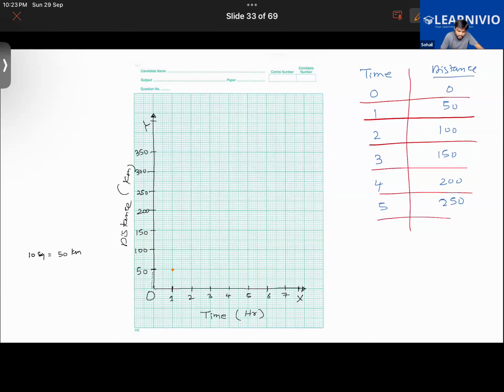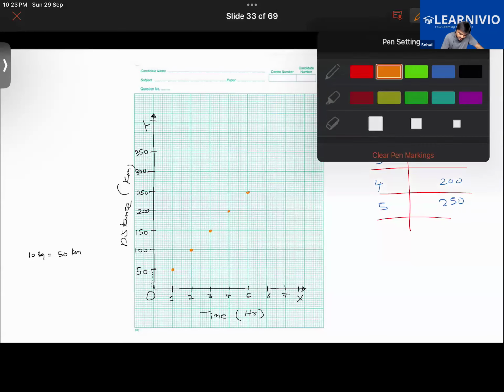Now, Abu Bakr, you will tell me, at 2 hours, how much distance is covered? It is 100. Should I place the point here or here? Down, right? Yes, here. And for the third one, it's 150. So should I place it here, here, or here? Sir, right diagonal to the two lines. The place where I'm holding the point right over here. Similarly, at 4 hours, the distance is 200. And at the 5th hour, the distance traveled is 250 kilometers.